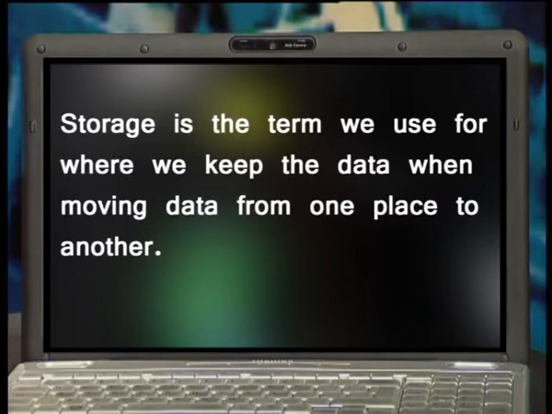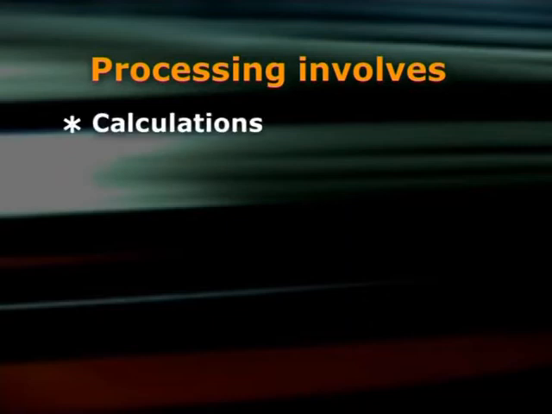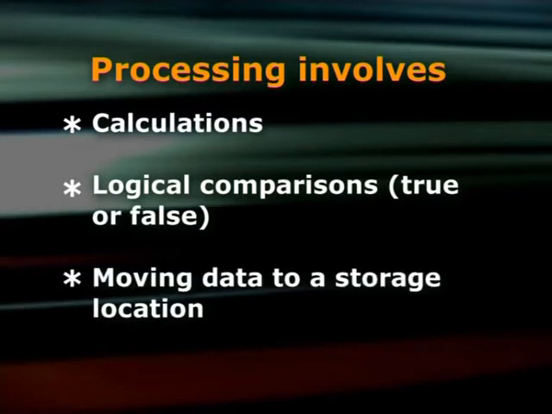Storage is the term we use for where we keep the data when moving data from one place to another. Temporary storage will use the RAM, and permanent storage will use the hard drive. Processing involves calculations, logical comparisons with the result of true or false, and moving data to a storage location.